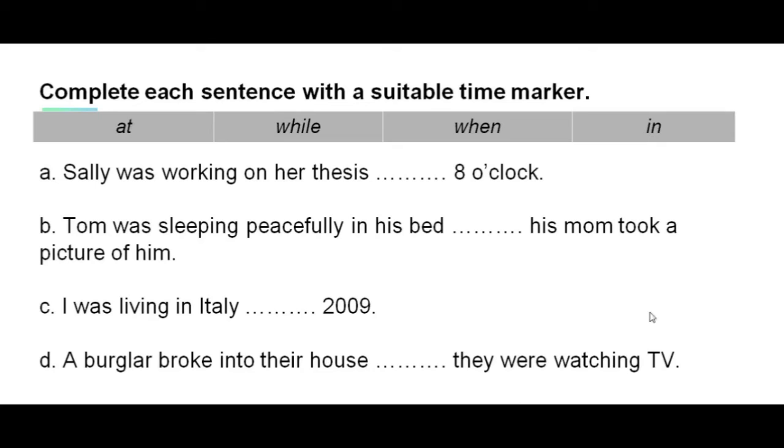And now, read the following sentences and complete them with a suitable time marker: at, while, when, or in. A. Sally was working on her thesis 8 o'clock. B. Tom was sleeping peacefully in his bed. His mom took a picture of him. C. I was living in Italy 2009. D. A burglar broke into their house. They were watching TV.